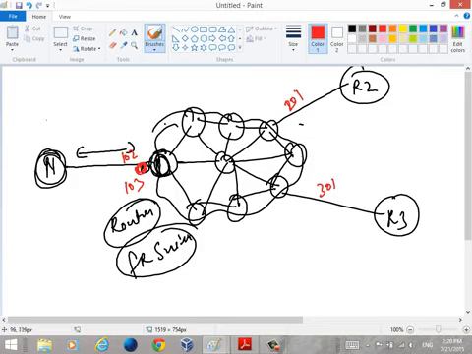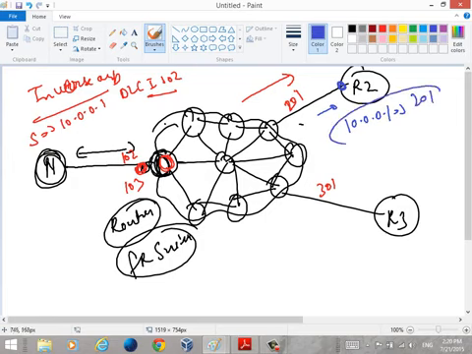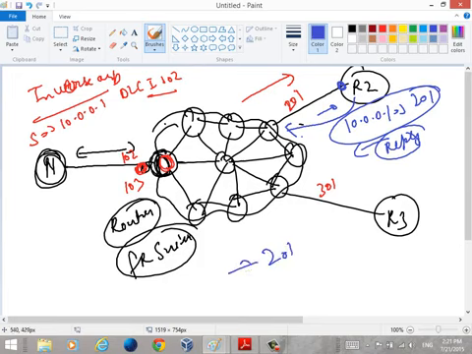Because when R1 will send the inverse ARP, source will be 10001, DLCI will be 102. It will be received by the provider. Provider will send this ARP to 201. Now ARP is received. Now R2 will get to know that if I want to reach 10001, I have to use this DLCI. Now R2 will reply for this inverse ARP. The inverse ARP reply will be received by the provider. What will the provider do? Provider will send 201, 102.